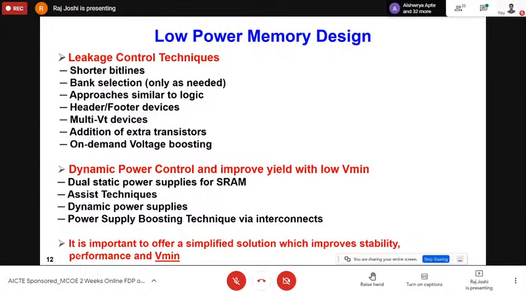Then we do additional boosting. That is, whenever you need higher performance, then you just boost your supply voltage. And then when you are not doing anything, you just drop your voltage down. These are the kind of techniques which are used. And similarly for the memories as well. So logic as well as memories, these kind of techniques are used for leakage as well as dynamic power control.